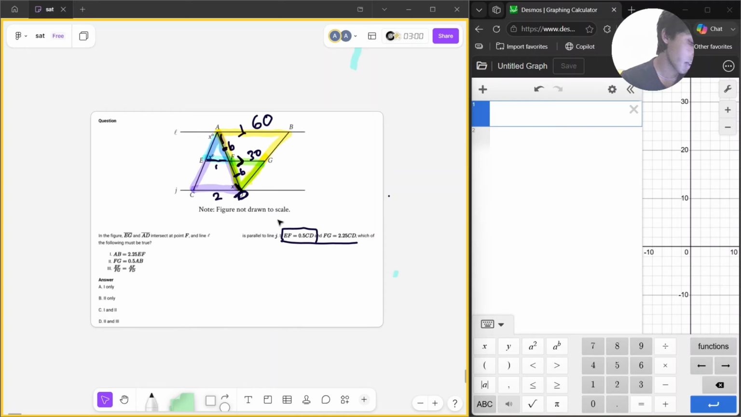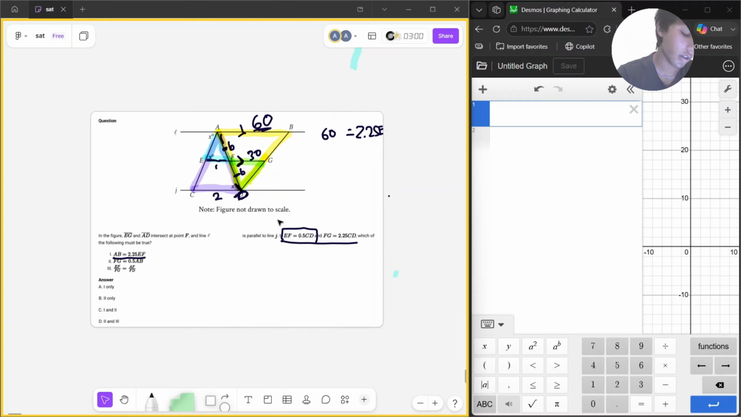Okay, so let's take a look now. Our first choice: AB is equal to 2.25 EF. Alright, so let's look at AB. AB is 60, and then we have EF, which is 1. So is 60 equal to 2.25 of EF?